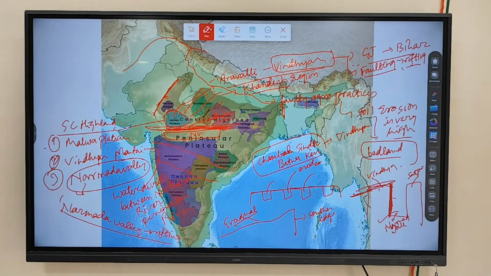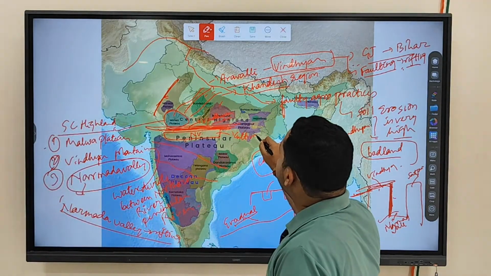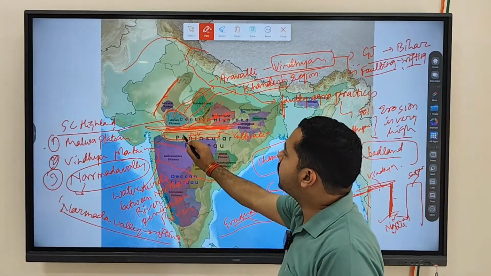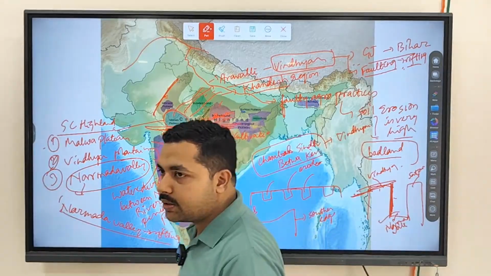Fine. And when Narmada is flowing, it is carrying a bit of sediments, and these sediments are creating which type of soil? Fertile soil. Clear? So that's why this valley region is cultivated. We cultivate this valley region because Narmada carries sediments which are deposited and used for cultivation in this particular region.